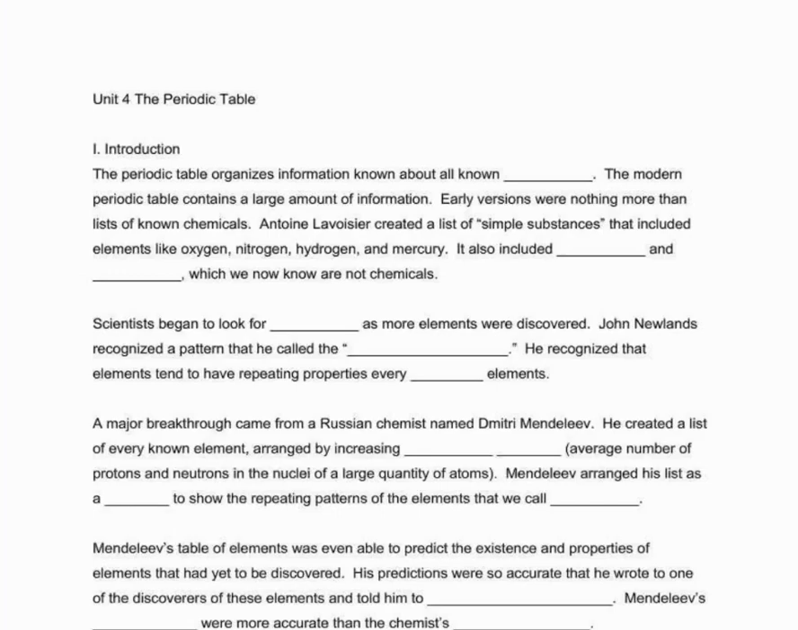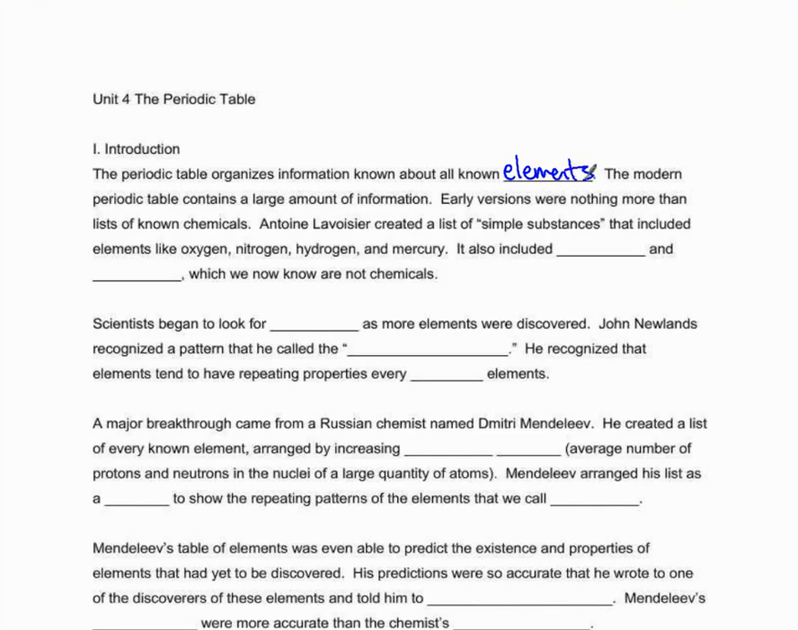This is Chemistry Unit 4. We are talking about the periodic table in this unit. So the periodic table, it organizes information about all of the known elements.